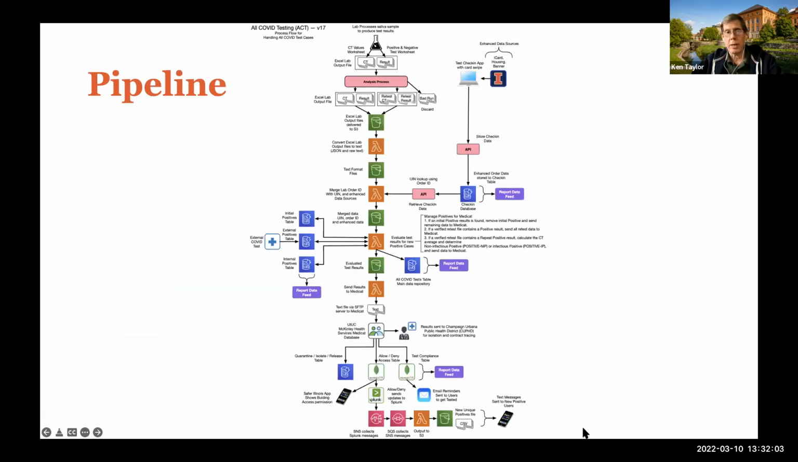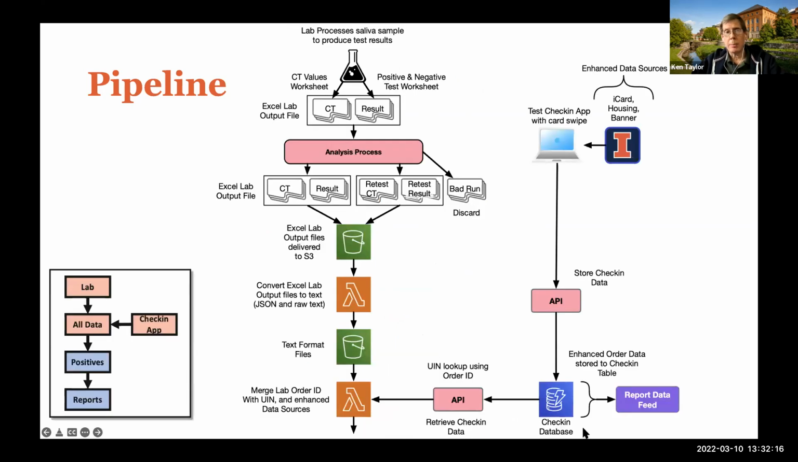I know this is hard to read at this point, but I'll zoom in on some of the sections. At the top, we start with the lab. We flow down as we process all of the data, and eventually down below, we do some output and reporting. At the top here, the lab sends us an Excel file that contains 2 worksheets. So even the data within the Excel spreadsheet is not connected. So we have to bring that into an S3 bucket. The lab actually delivers these files directly to S3 for us.